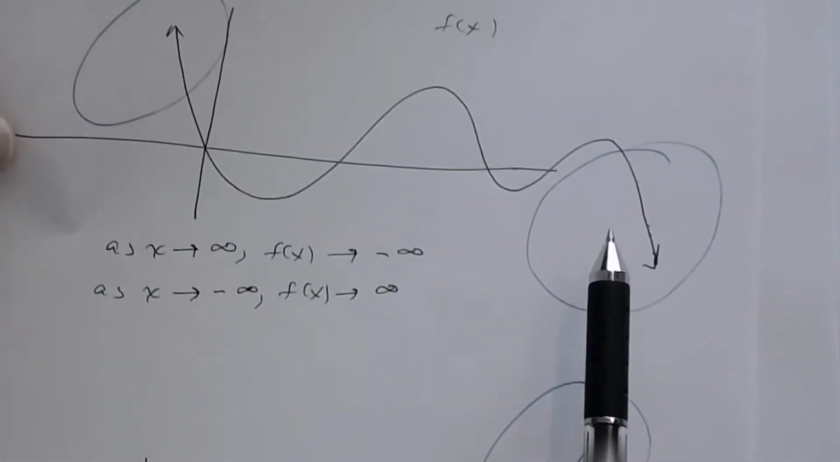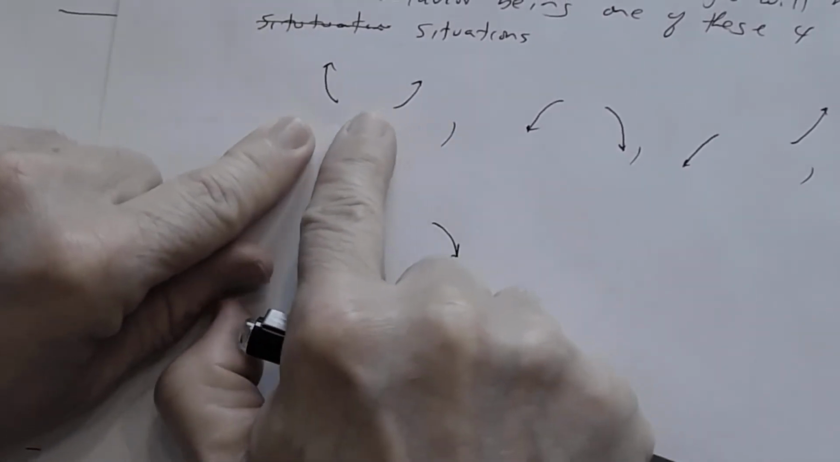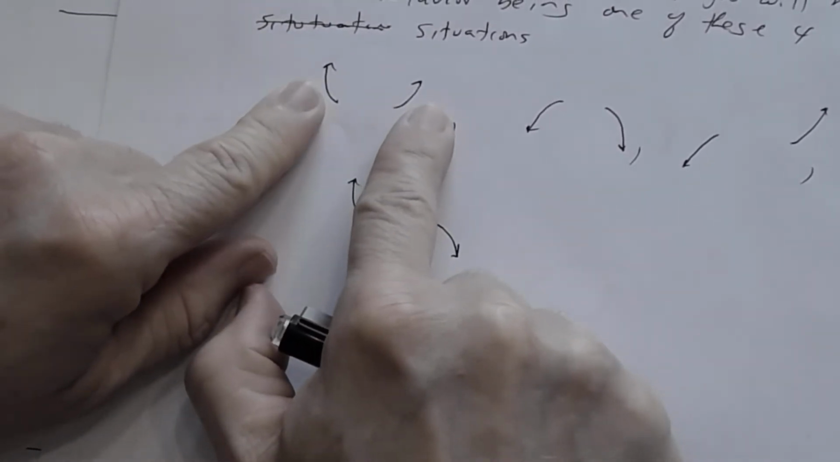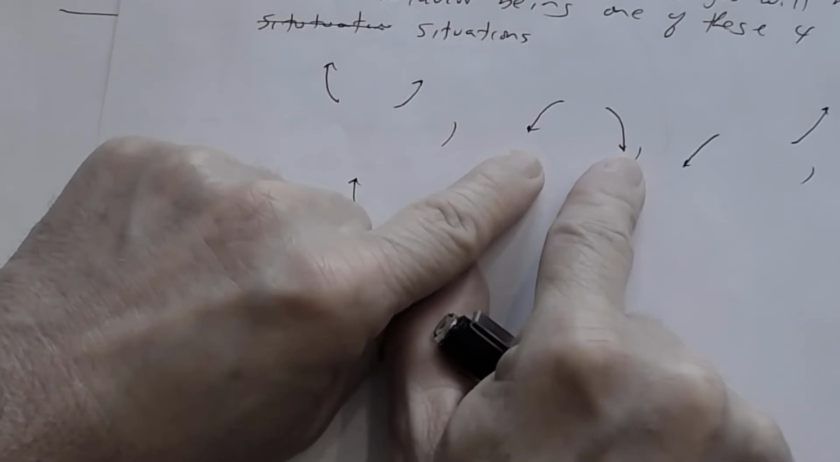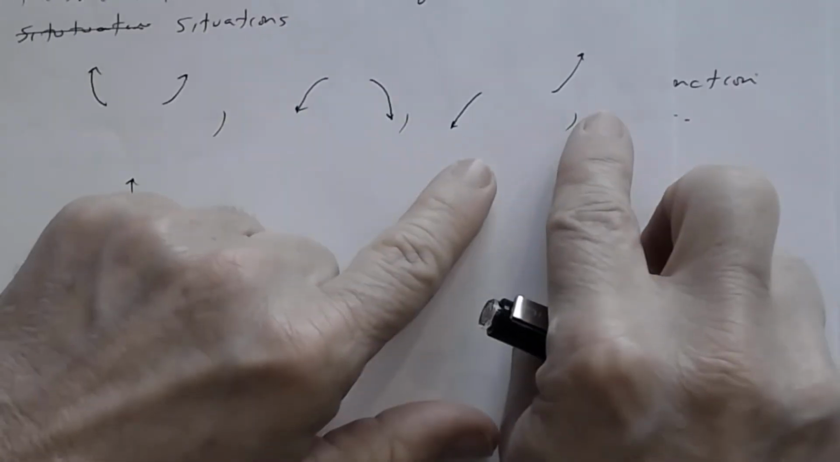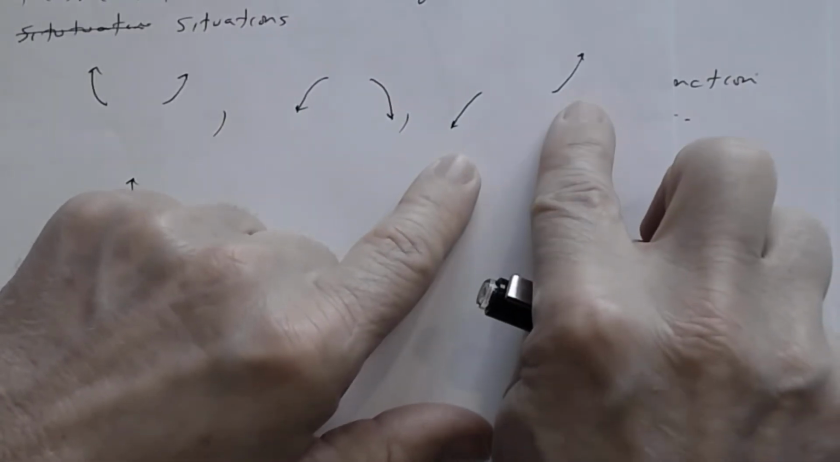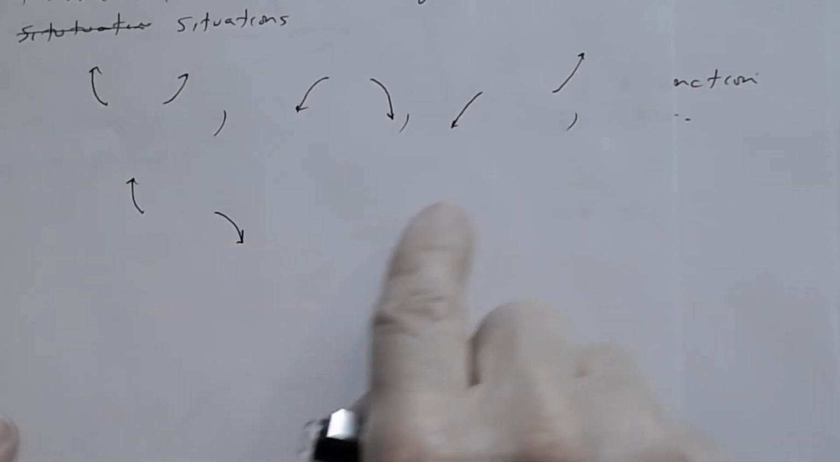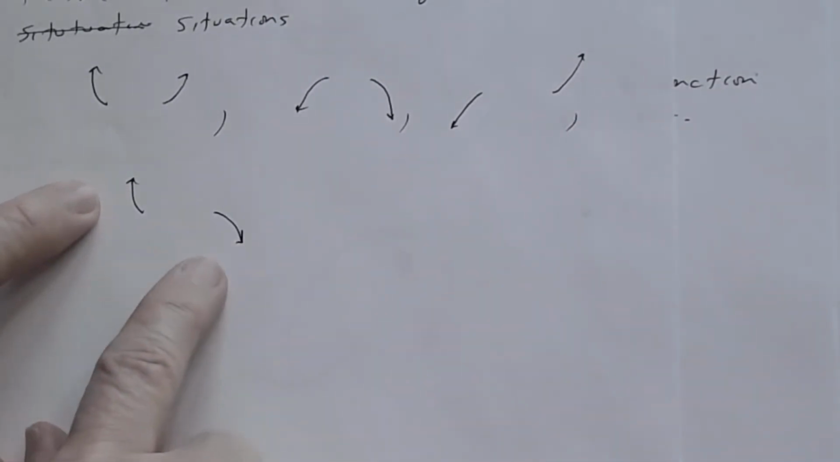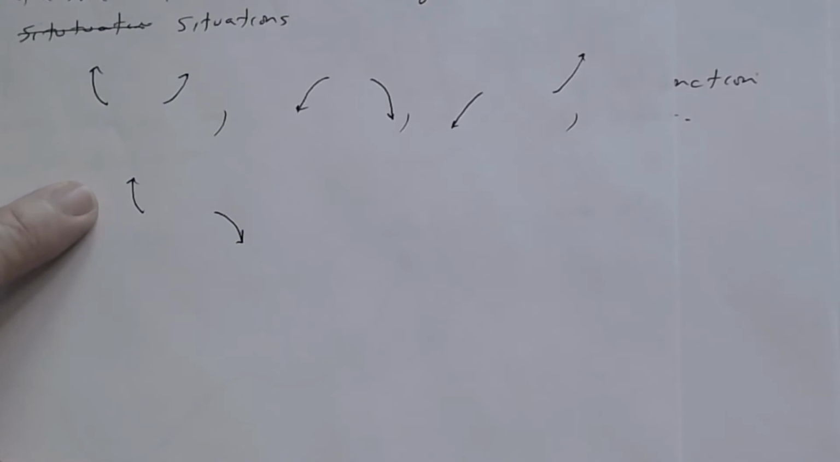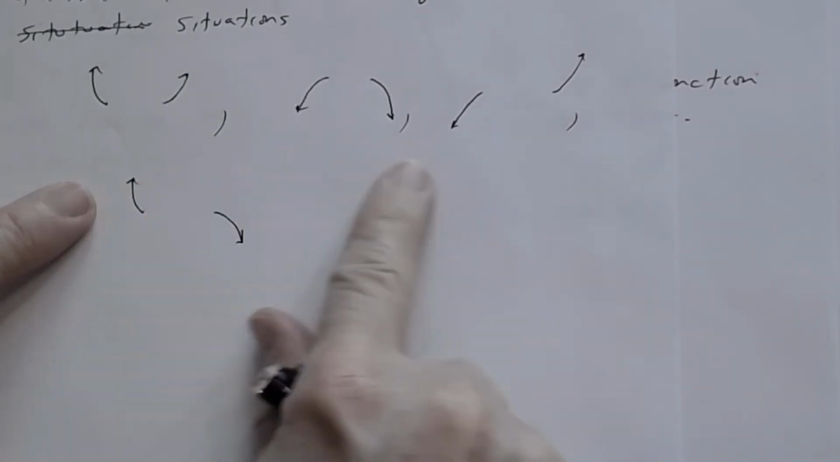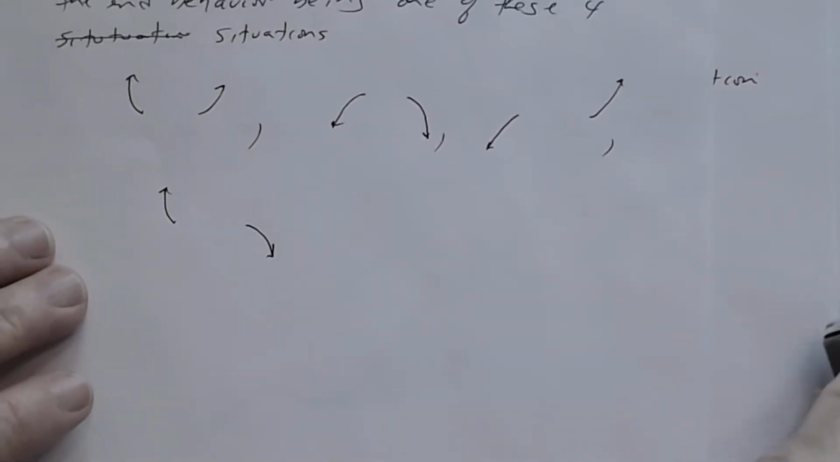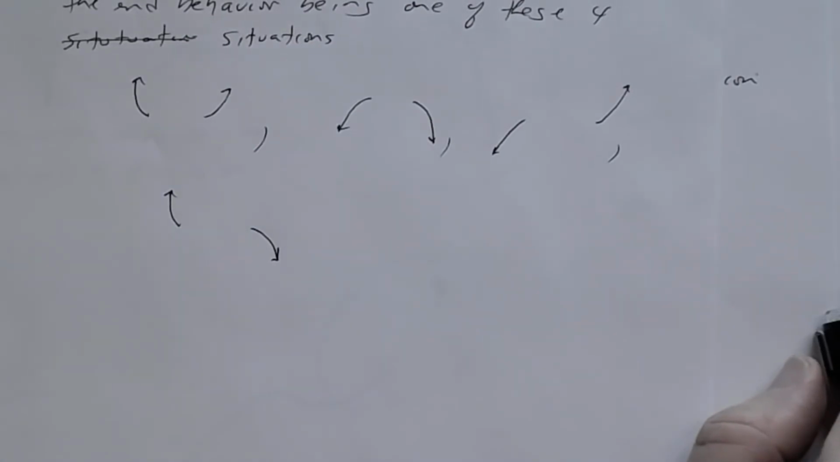All right. So the leading term will determine whether the end behavior points up on both sides, points down on both sides, points down on the left and up on the right, or points up on the left and down on the right. All that's determined by the leading term, and so we use what's called the leading coefficient test to help us.